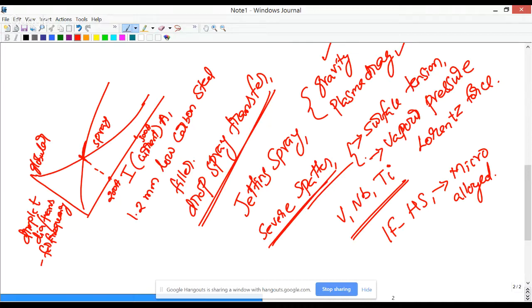So the other force which controls the droplet transfer is the Lorentz force. That's the electromagnetic force which aids the droplet transfer. Most of the cases it aids, so assume that it aids the droplet transfer. Now, as I had explained during the metal transfer, the drop spray transfer and the jetting spray, the kinetics and the size of the droplet change as a function of current.